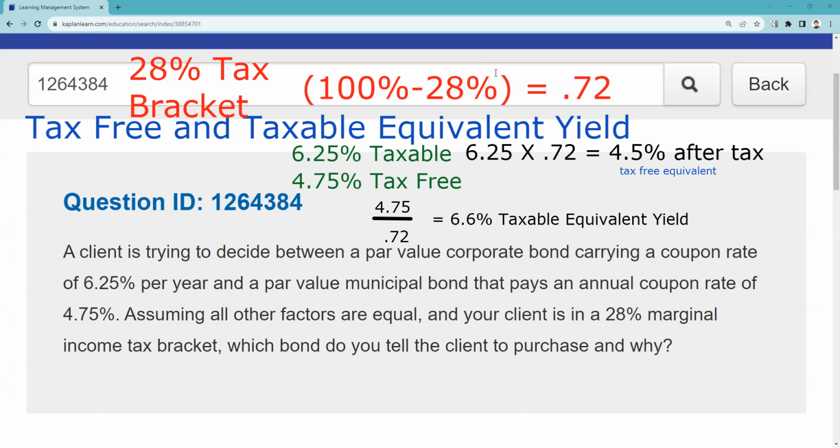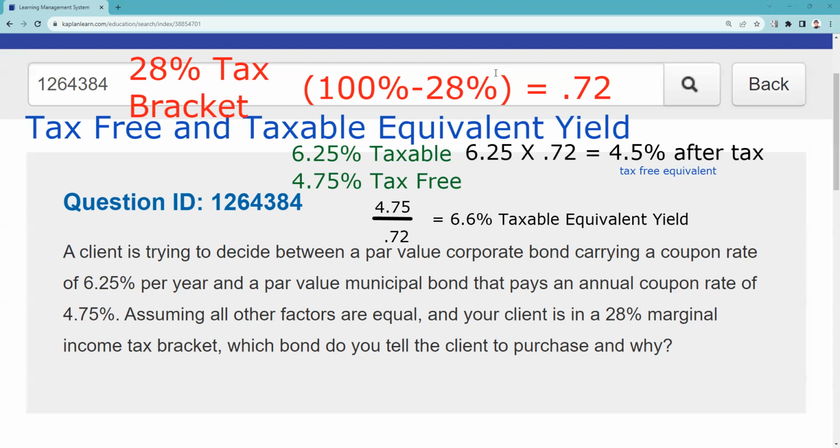And again, I could say, well, 6.6 is once again better than 6.25. So I'm again saying what will leave you with the most money, right? And so even though at first glance 4.75 looks like, well, that's less, but yeah, you're not paying taxes. So when we factor that in your bracket, getting 4.75 tax-free is the equivalent of getting 6.6 taxable. The taxable bond only pays 6.25. Again, the muni is the clear winner.